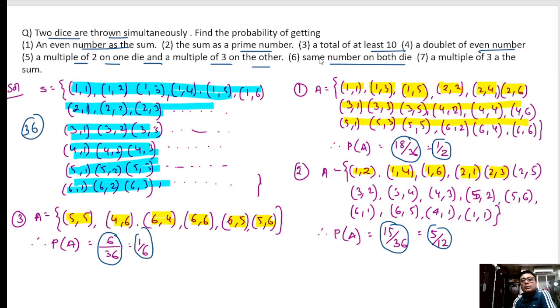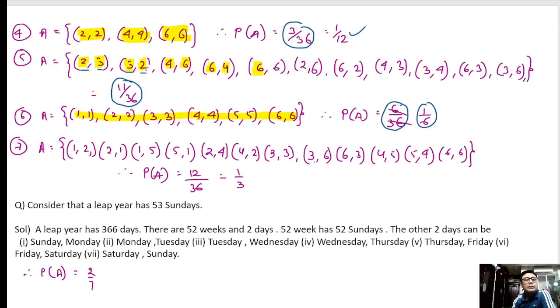And the last one was a multiple of 3 as the sum. After adding, it should be a multiple of 3. So let's see how many options are there. The sum should be a multiple of 3. So in total there are coming 12 such options out of 36, and that is the answer. Clear?